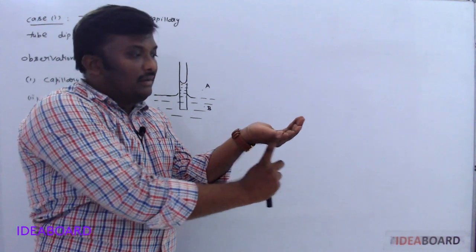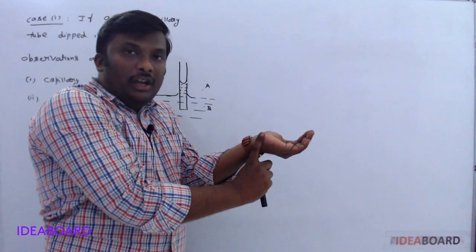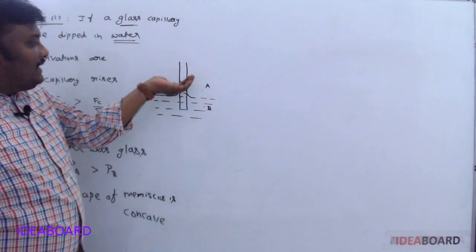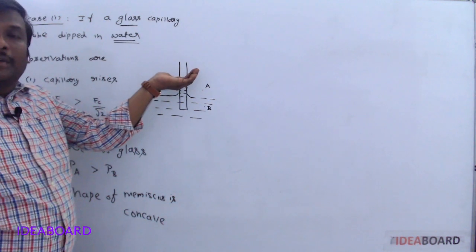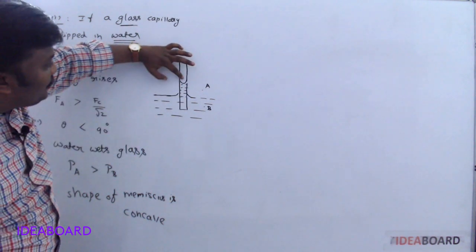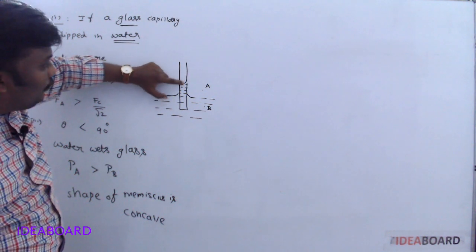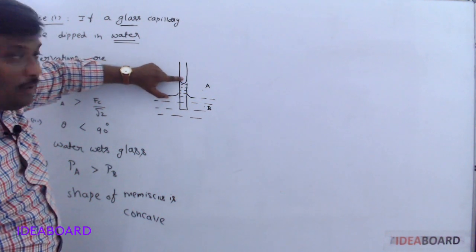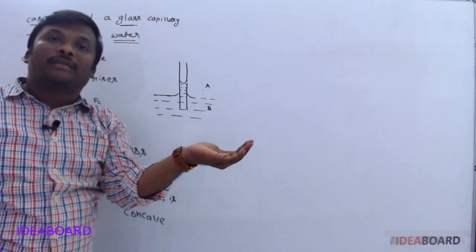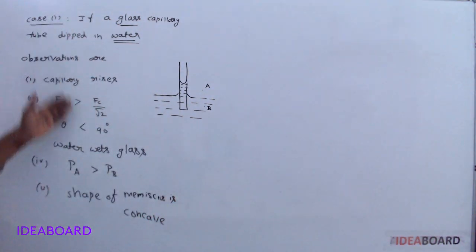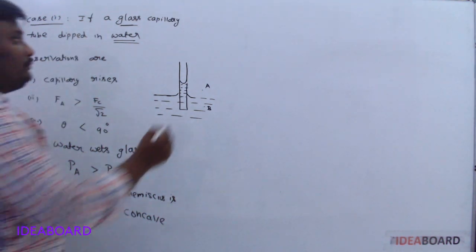Or understand? What is the shape? Concave now. That's why the meniscus shape was concave here. So here the pressure is more compared with the pressure here. So take 2 points here, A and B. Here more pressure. That's why the concave shape will become. Understand? These are the observations when a glass capillary tube is dipped in water.